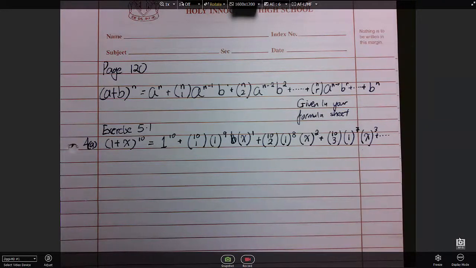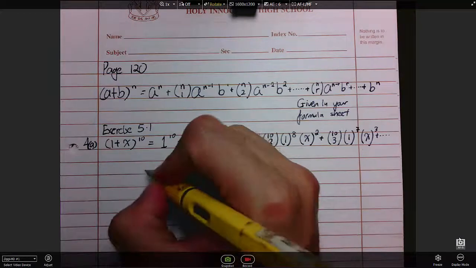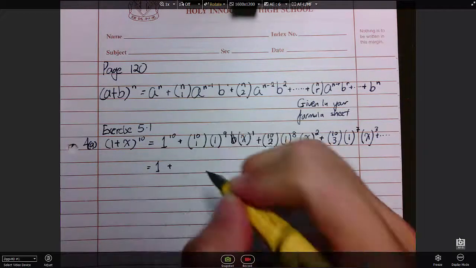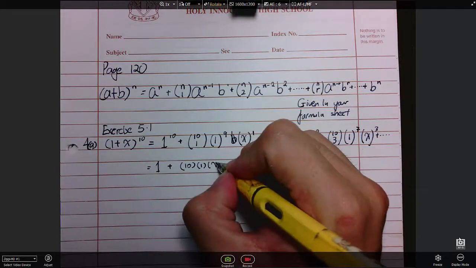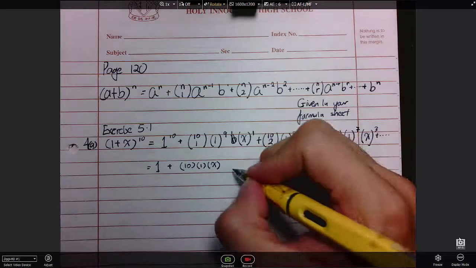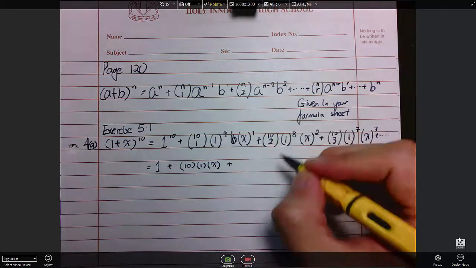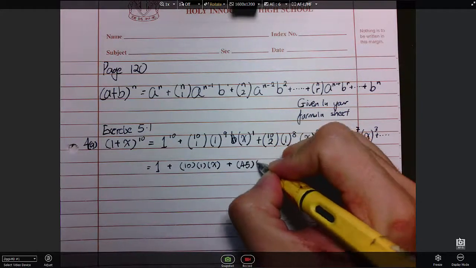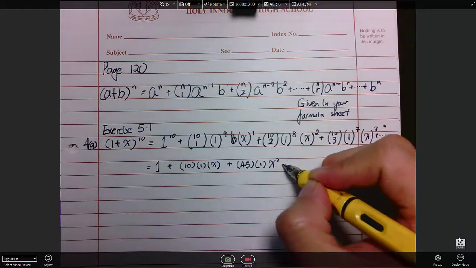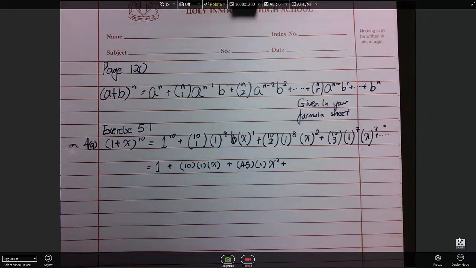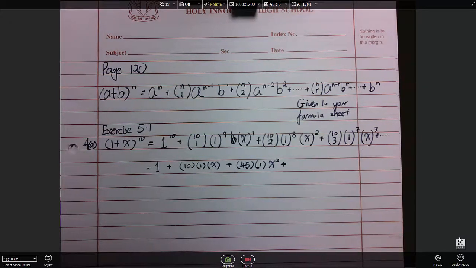I will stop here because they only say that they want the first four terms. So I have first term, second term, third term, and fourth term. Now if you just use your calculator, 10 choose 1 is 10, 1 to the power of 9 is 1, and here will be x, like this. 10 choose 2 is, use calculator, 45 times 1 times x squared, so here will be x squared, plus 10 choose 3. In this case, 10 choose 3, you just have to key into your calculator.